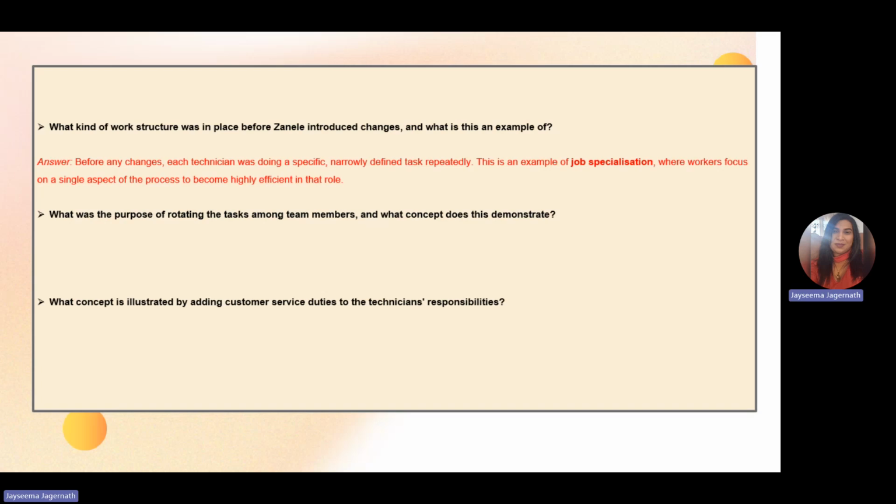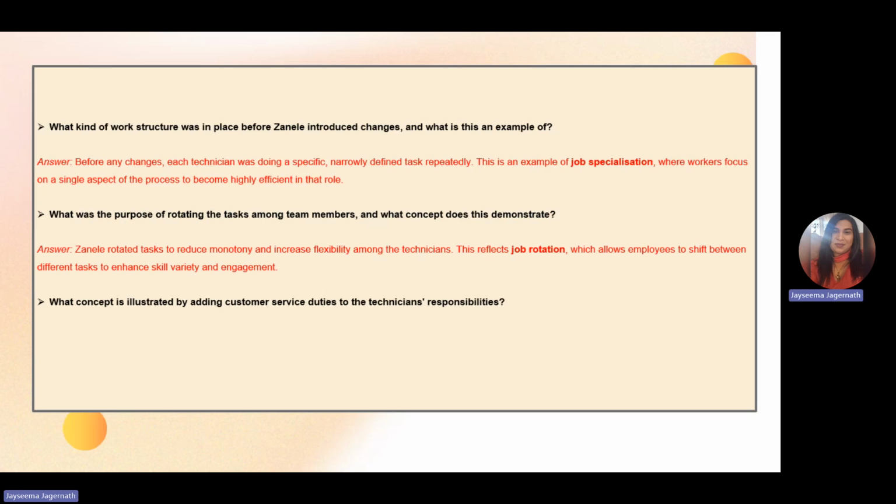So in this case, an employee learns a certain task, a certain skill, or a certain area, and they repeatedly do those functions, which makes them a specialist. All right, which is great because as people learn to do things, they learn to do it more efficiently. However, sometimes people do tend to get a little bored in them. Okay, so what is the purpose of rotating the tasks among team members, and what concept does this demonstrate? So Zanele rotated tasks to reduce monotony and increase flexibility among the technicians, and this is job rotation.